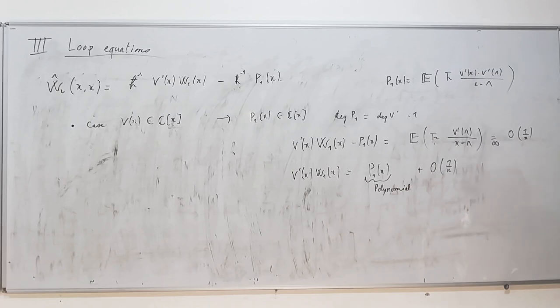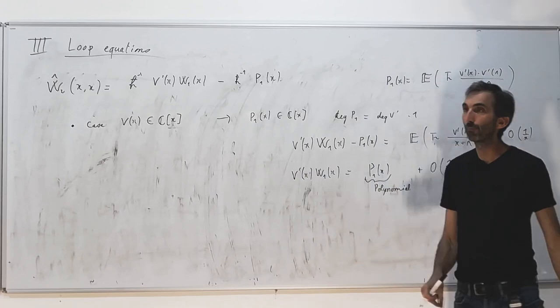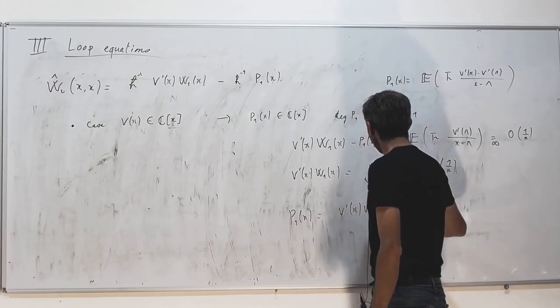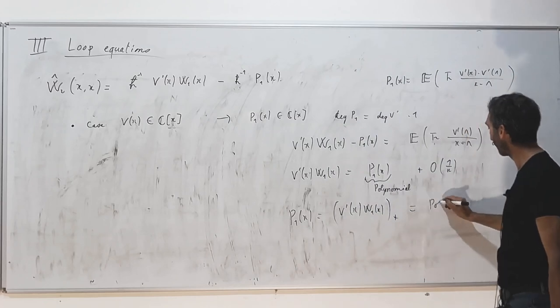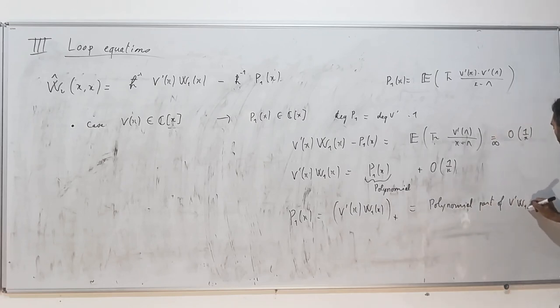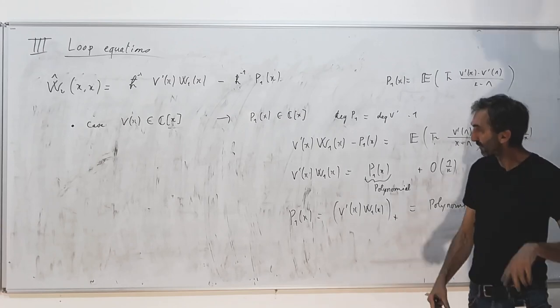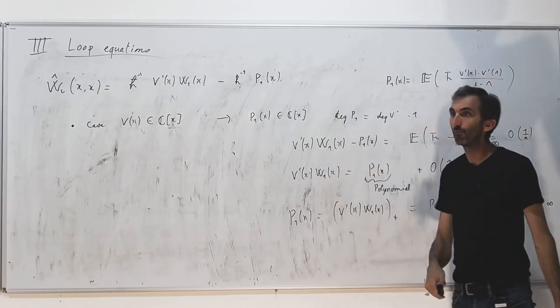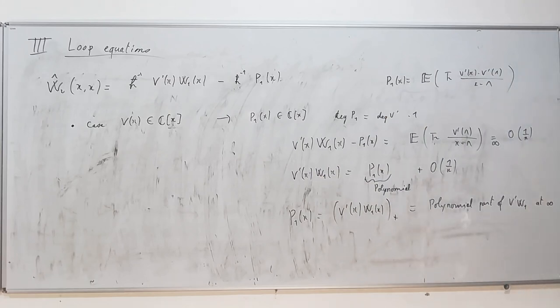This can be said in another way. P1 of x is the polynomial part of this expanded at infinity. So P1 of x is V prime of x W1 of x, let me call it plus, which means the polynomial part of V prime W1 at infinity. In some sense, it is a projection operator that projects a certain set of analytic functions of x to a set of polynomials. It's a certain projection operator, this plus. And this one would be called the minus part, of course.